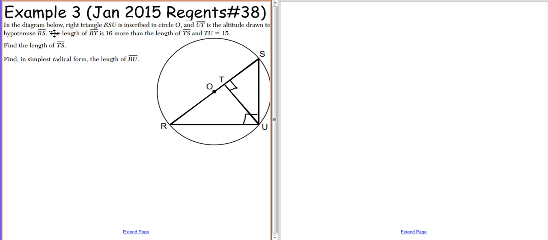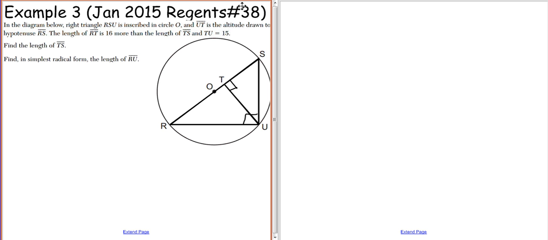So the altitude drawn to hypotenuse RS, the length of RT is 16 more than the length of TS, and TU equals 15. Find the length of TS. Find in simplest radical form the length of RU.